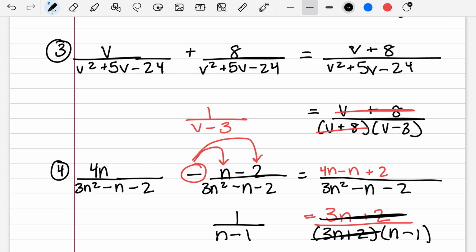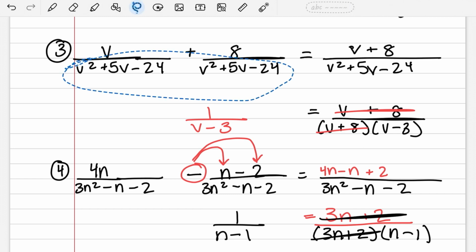And that's it for today's video. For this entire lesson, we looked at adding and subtracting rational expressions with like bases. Coming up next, we'll be looking at how to do this when the denominators are completely different. Stay tuned for that video.